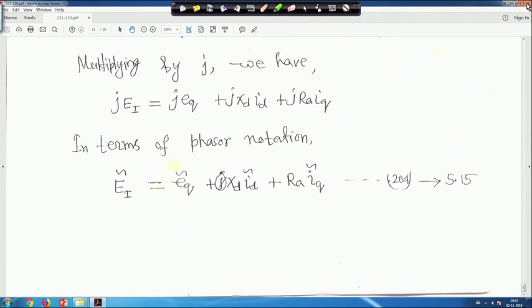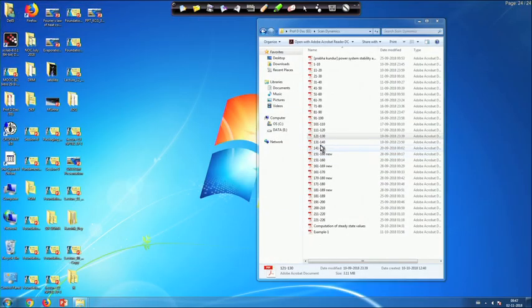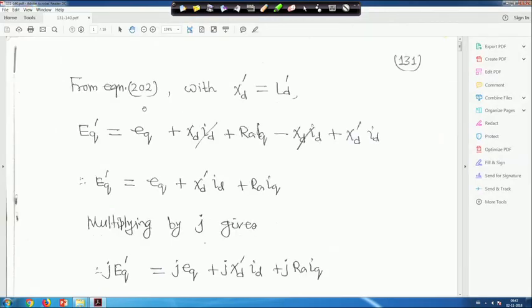So, we will go to the next page. Similarly, for equation 202, with x_d' equal to l_d', because I told you in per unit, reactance and inductance are the same. Therefore, e_q' will be e_q plus x_d I_d plus r_a I_q minus x_d I_d plus x_d' I_d. So this x_d I_d and x_d I_d will cancel. That means e_q' will be e_q plus x_d' I_d plus r_a I_q.